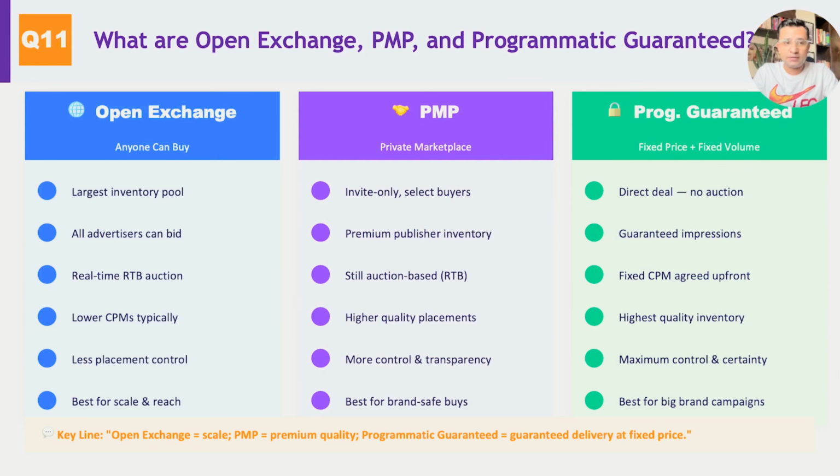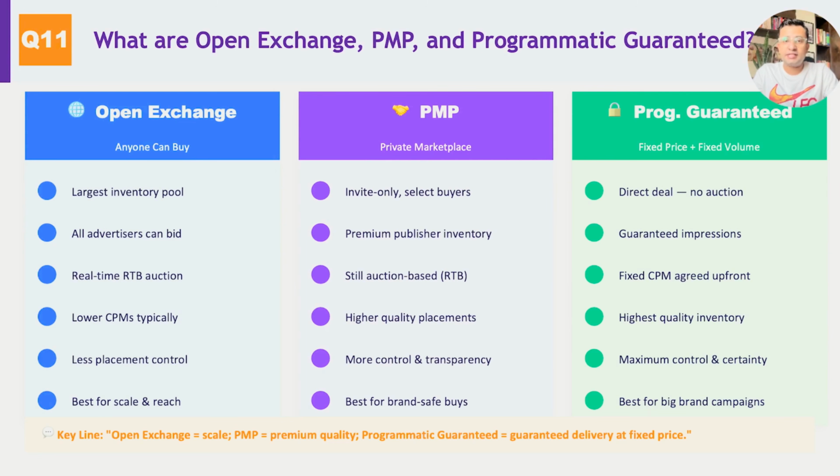It's the largest inventory pool. All advertisers can bid on it. It happens on a real-time basis. RTB auction happens here. Lower CPMs as compared to other inventories like PMPs or PGs, and less placement control as well, because it's an open exchange. Then we do not have control. I do not want to show on this particular website or stuff like that, although we can put up our restrictions later on after getting the reports, but generally we have less placement control. It's best for scaling and reach. If you are a new advertiser, if the campaign goal is brand awareness, then I would generally go with open exchange. It's used for scaling the campaigns.